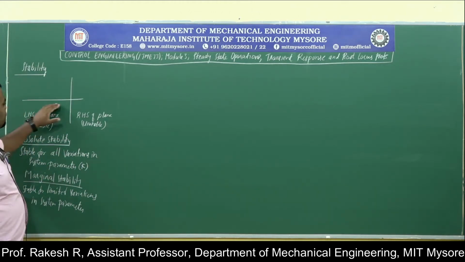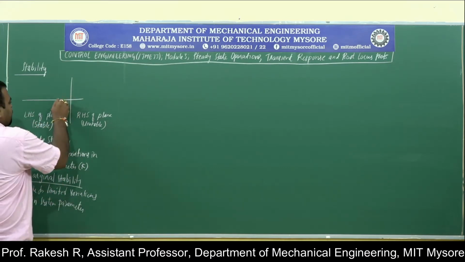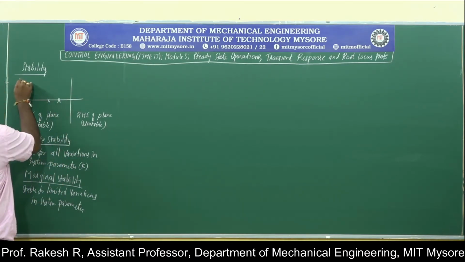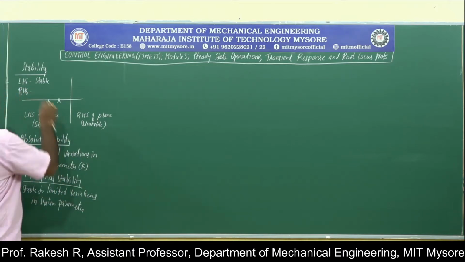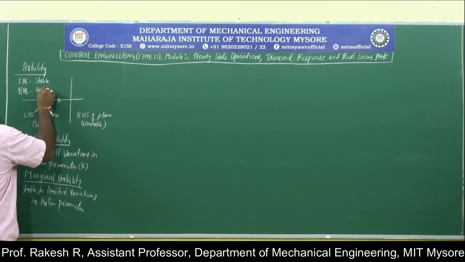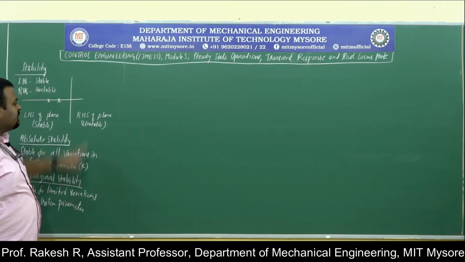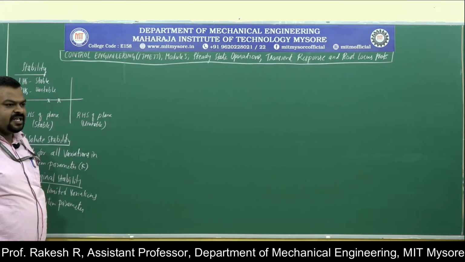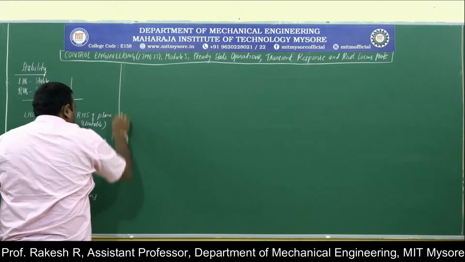Here the roots of the characteristic equation lie on the left hand side for a stable system. The roots of the characteristic equation will lie on the right hand side for an unstable system. If the roots are on the imaginary axis, then the system is neither stable nor unstable. This is the concept of stability.